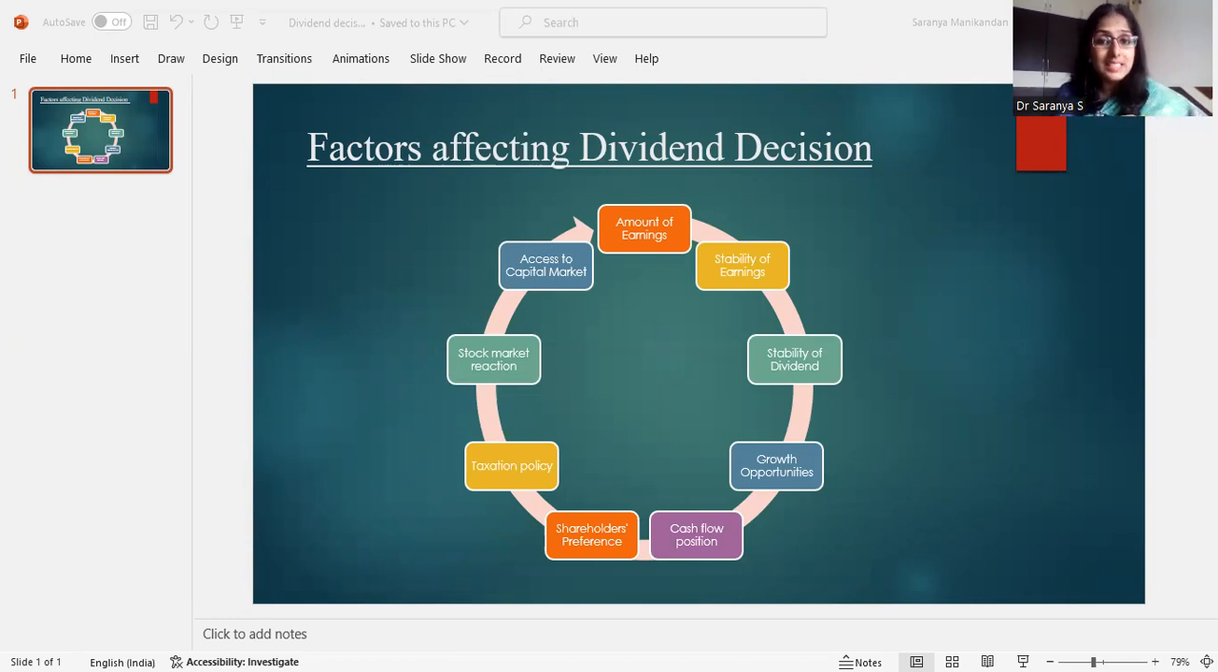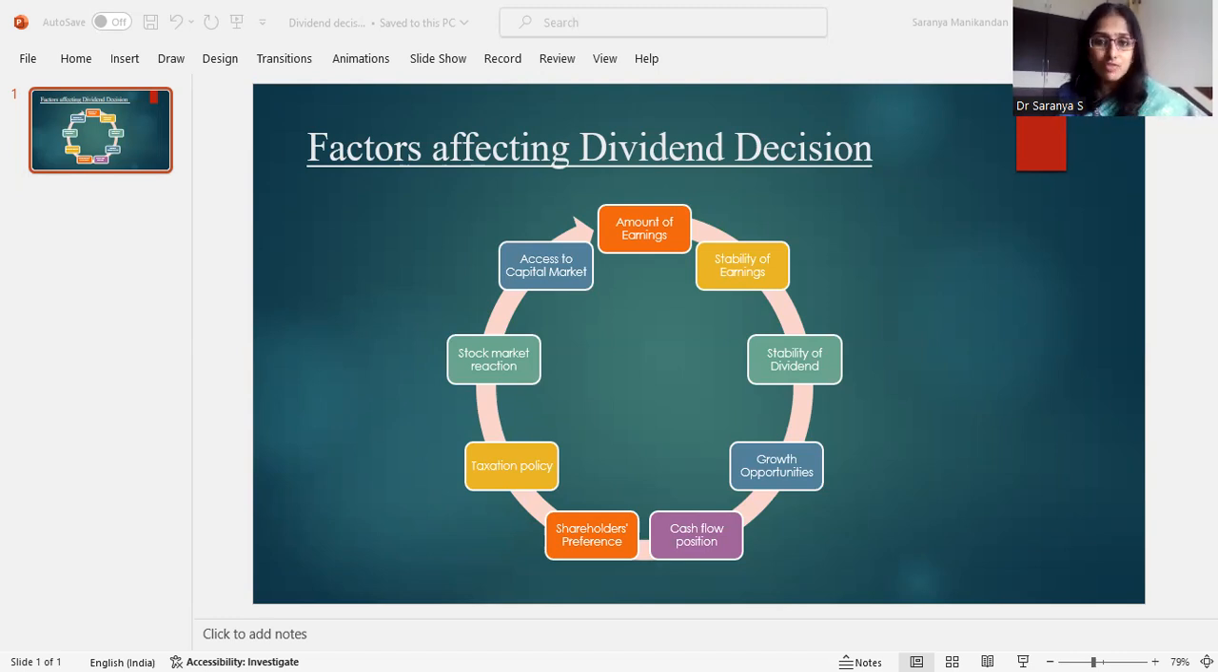And the next point is stability of earnings. A company which is stable and has regular earnings can afford to declare a higher rate of dividend as compared to those companies which do not have such stability in earnings.